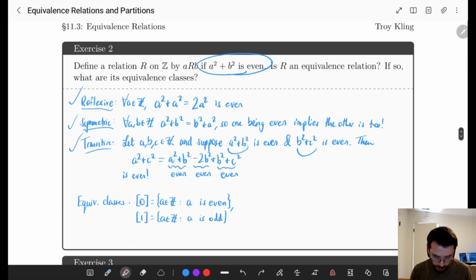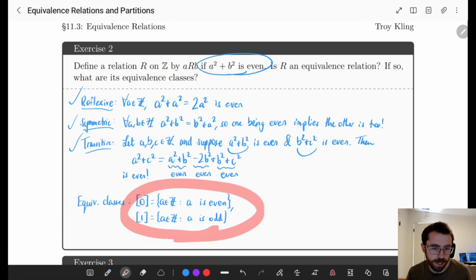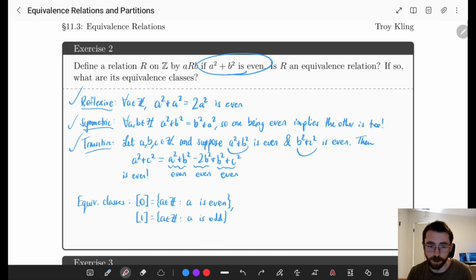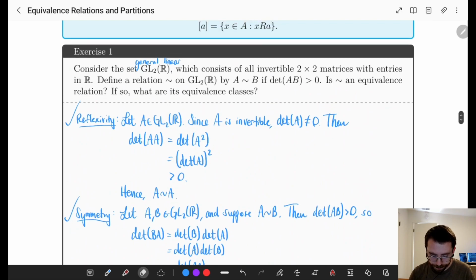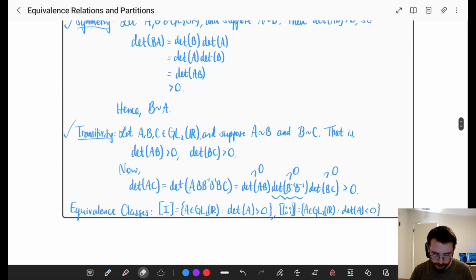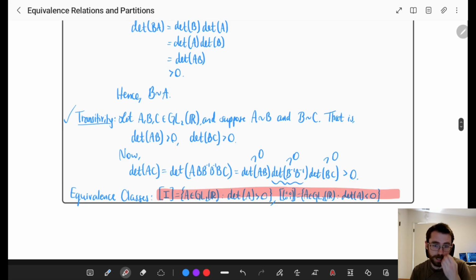For example, this was an equivalence relation that partitioned the integers into evens and odds. I haven't defined partition yet, but it just means every integer falls into one of the equivalence classes, and they don't overlap at all. Right? Evens and odds don't overlap, and every integer is even or odd, so that counts as what I'm calling a partition. Similarly, back to the matrix example, all the matrices got partitioned into those with determinant greater than 0 and those with determinant less than 0. There's no overlap there, and those are the only options.